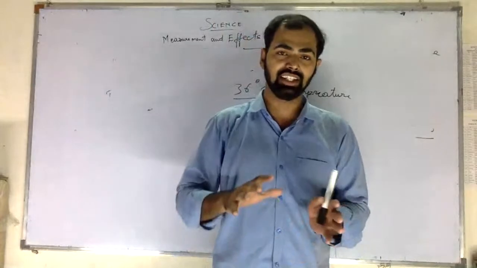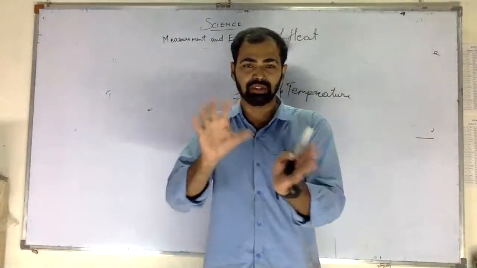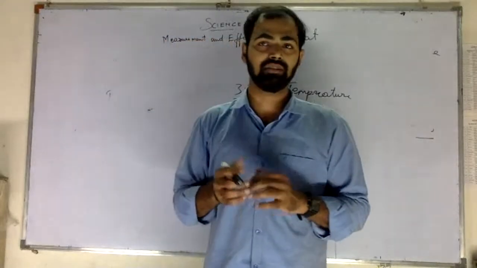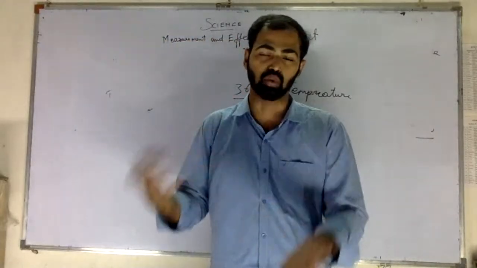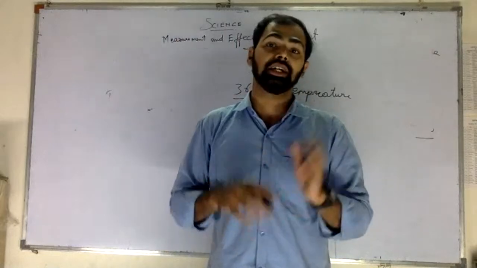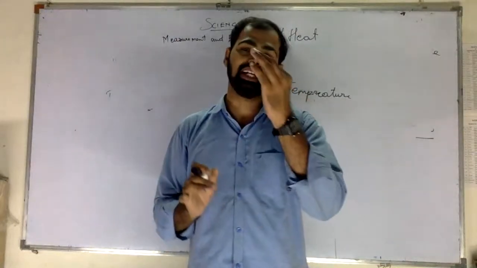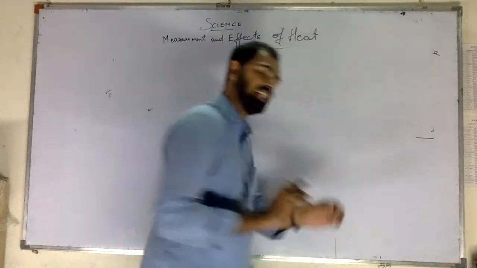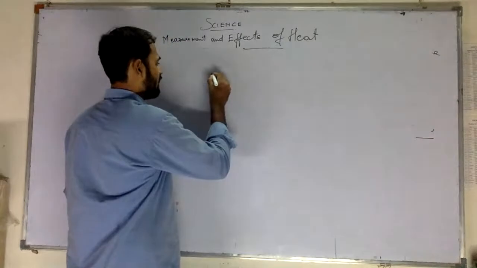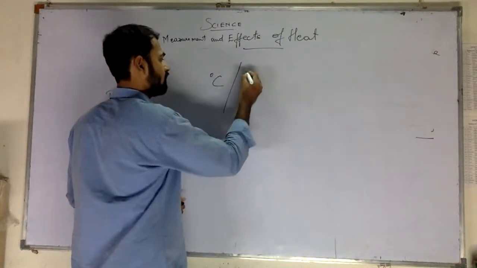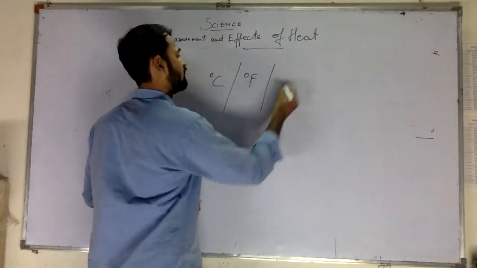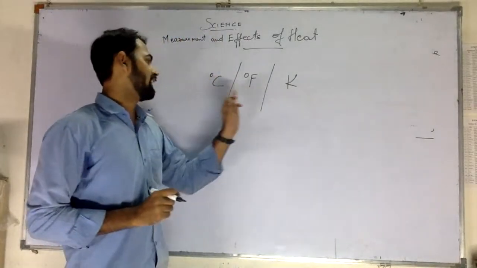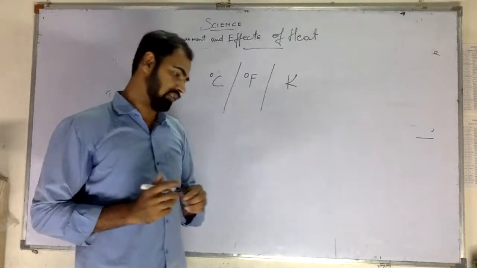When you read the textbook, go through word by word and sentence by sentence; a lot of examples are also illustrated there. Heat can be measured with respect to calories, kilocalories or joules. And temperature is measured generally in three units: degrees Celsius, degrees Fahrenheit, or Kelvin.